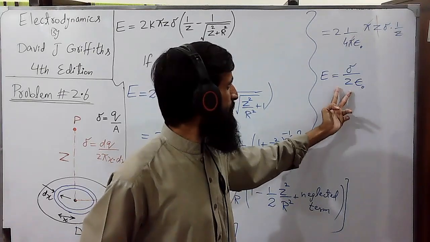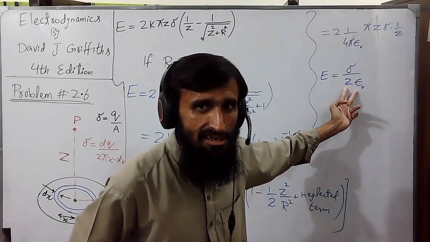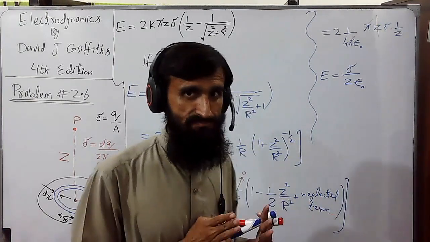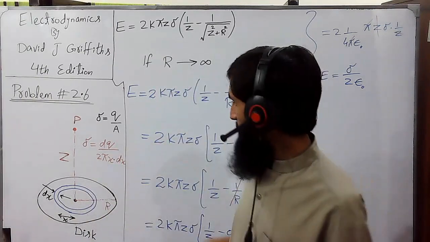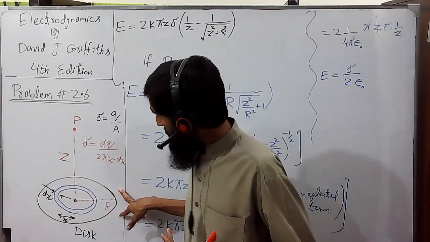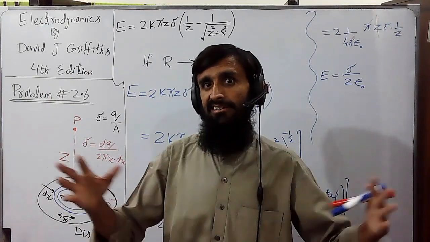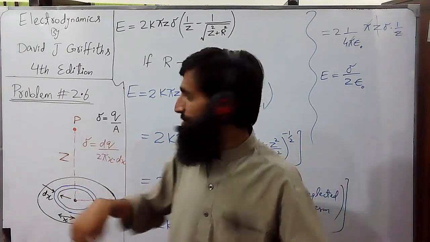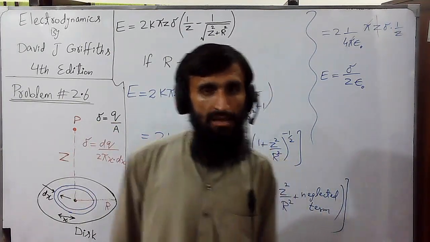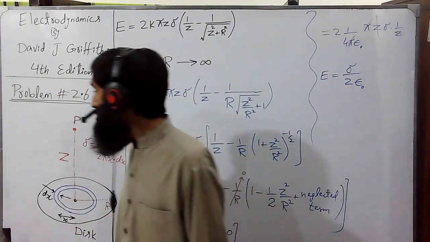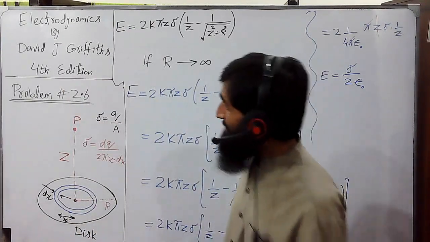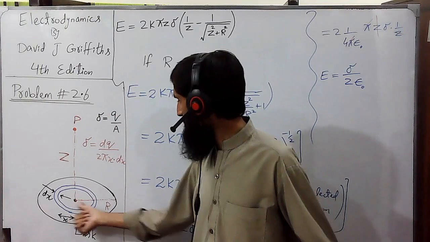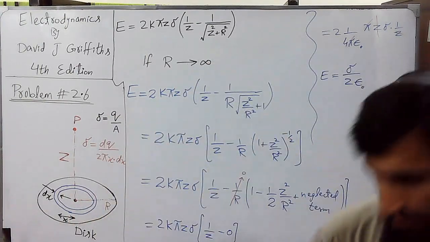Do you know what this expression tells us? This is actually the expression of the electric field due to an infinite sheet. That means if the radius of this disk becomes very very large, then that disk will behave like an infinite sheet for this point P. Hope it's clear. Now let us discuss the second special case, in which this z distance becomes very very large as compared to this r distance.